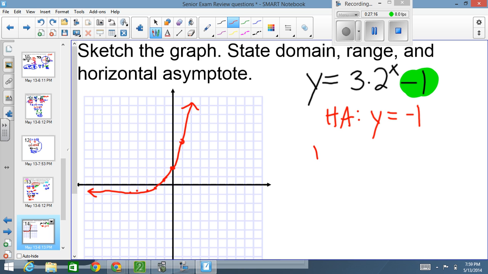So my domain, that's my x values from left to right, is going to be from -infinity to +infinity, because I go all the way to the left. Although I start going up and up and up, I'm not going to have a vertical asymptote. It's going to continue to the right as well. The range, on the other hand, stops at -1 and goes up to infinity.